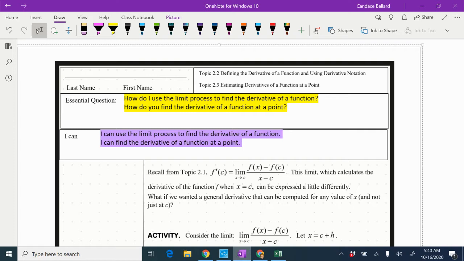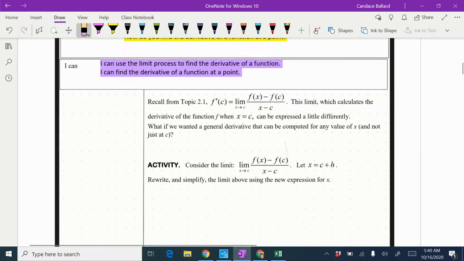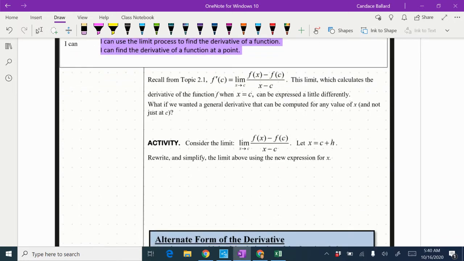So we're going to recall that from the last lesson, we found this form of the derivative, which basically represented the slope. This limit, which calculates the derivative of the function f when x equals c, can be expressed a little differently. What if we wanted a general derivative that can be computed for any value of x and not just at c? So we're going to consider this limit that we had before, but we are going to let our x equal c plus h. So we're going to rewrite it and simplify it.